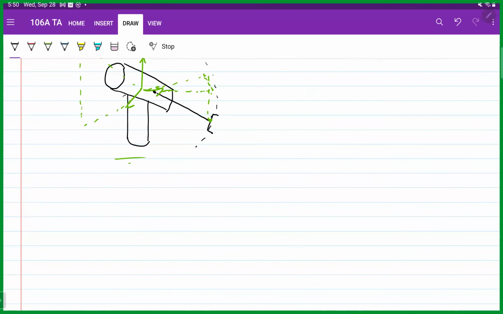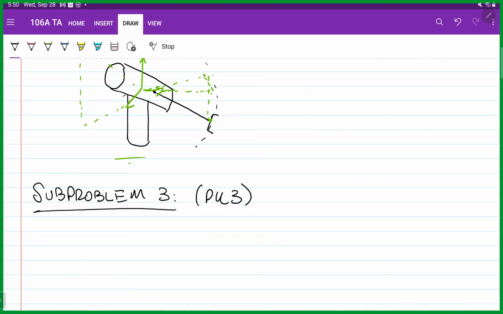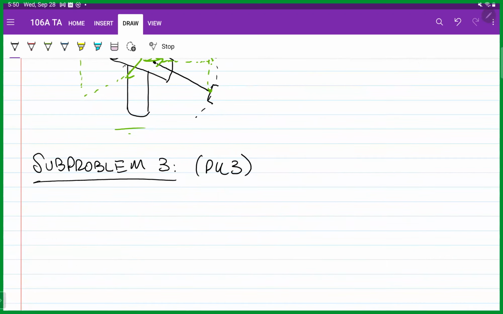Okay. So finally, the last one we're going to talk about is subproblem 3. And I'll also write this down as PK3 for Paden-Kahan 3. So far we've been talking about, yeah.